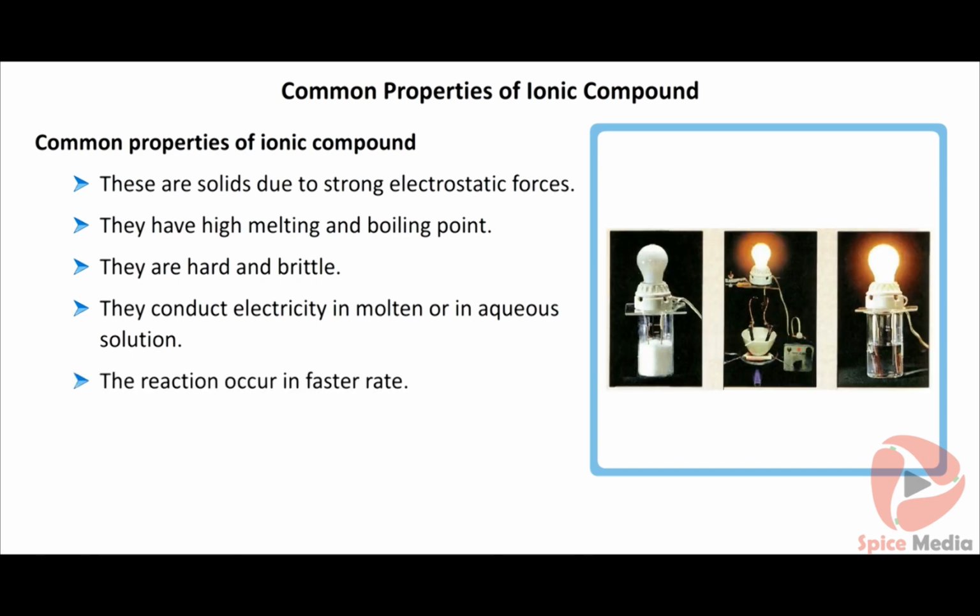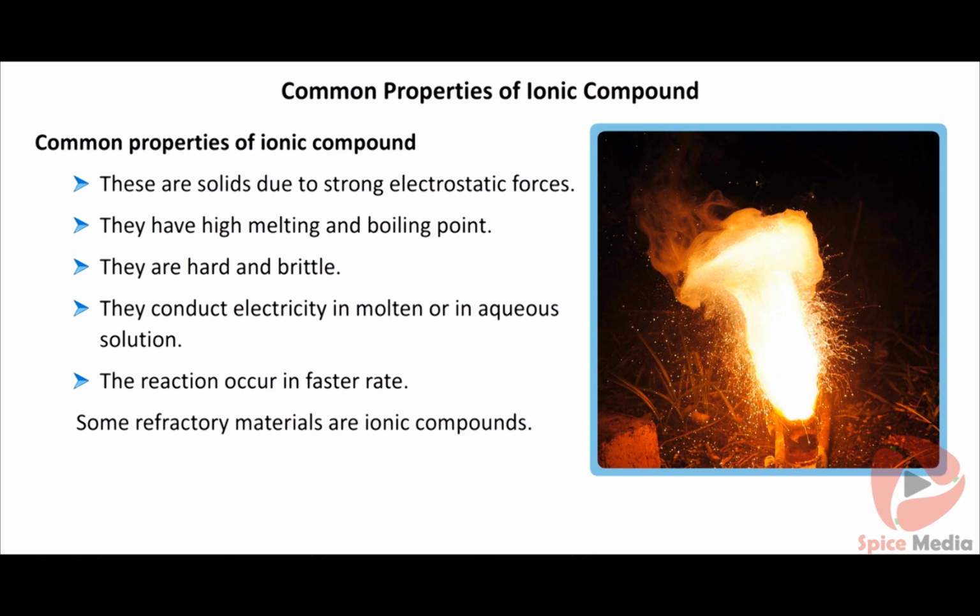Reactions of ionic compounds are faster, since they are reactions between ions. Hence, the reactions are fast. Refractory materials are heat-resistant materials. They have very high melting points. They are used in the extraction of metals from their ores. Some refractory materials are ionic compounds.